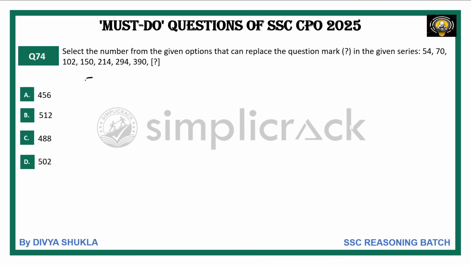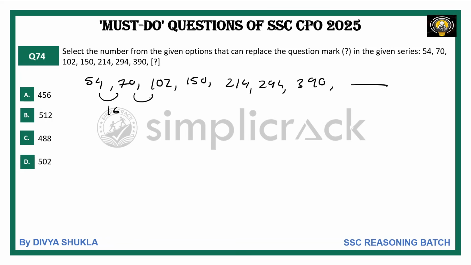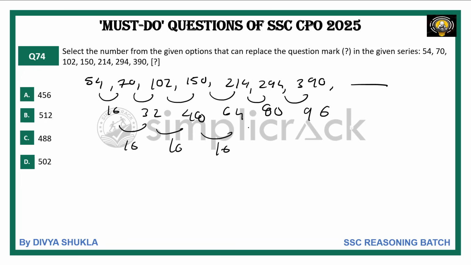I have a series: 54, 70, 102, 150, 214, 294, 390, and a question mark. Let's see the differences. The differences are 16, 32, 48, 64, 80, and 96. So you can see that the double difference is 16, or you can just say that these are the tables of 16.